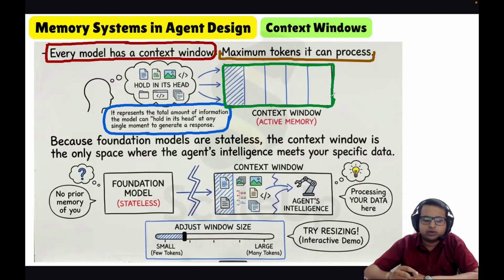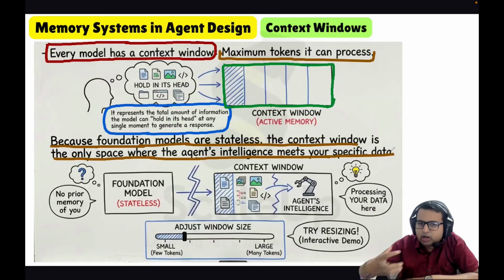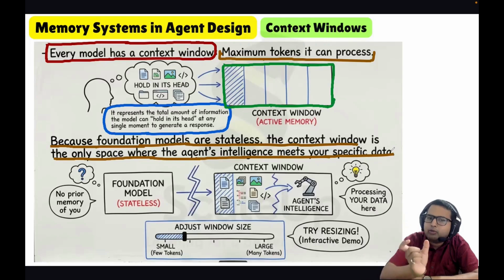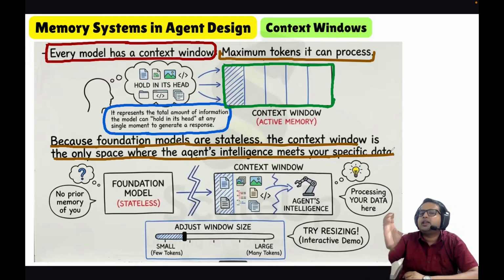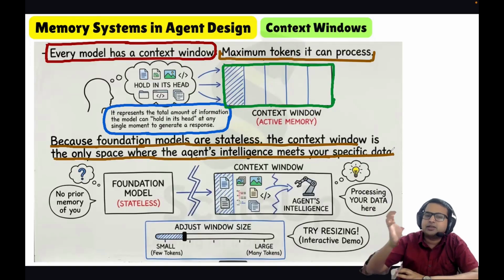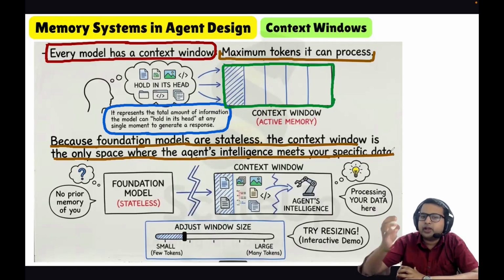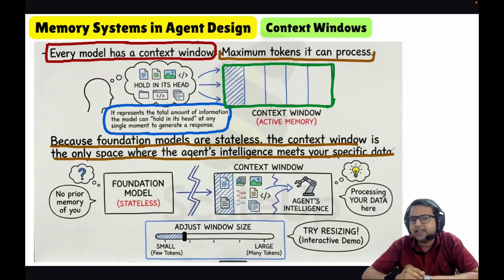Now we know that foundational models are stateless. So because foundation models are stateless, the context window is the only space where the agent's intelligence meets your specific data. Because large language models on their own cannot store any information. So the context window, the active memory, the short-term memory, is the only place where we can give it some context, where we can store some past interactions, some user preferences, some system prompts, so that the large language model, while generating the response, will consider those things as well.